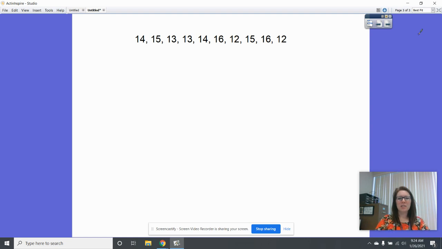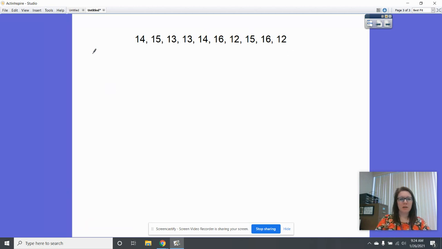Hi, today we're going to talk about how to make a box and whisker plot. A box and whisker plot requires a set of data, and then we have to find what's called the 5-number summary of that data, and then we can actually make the box and whisker plot.